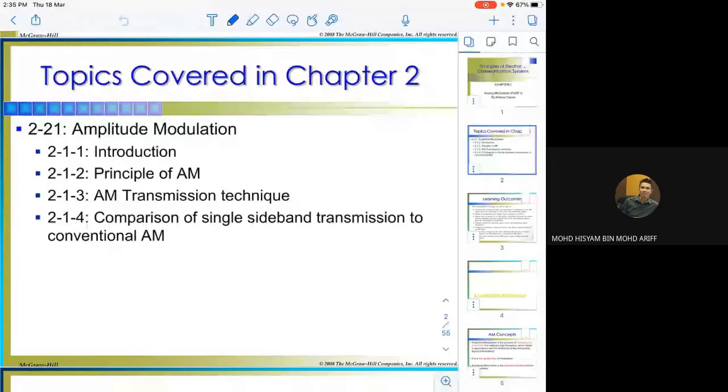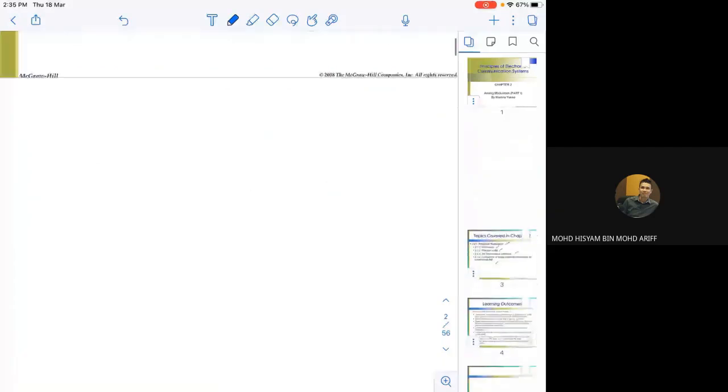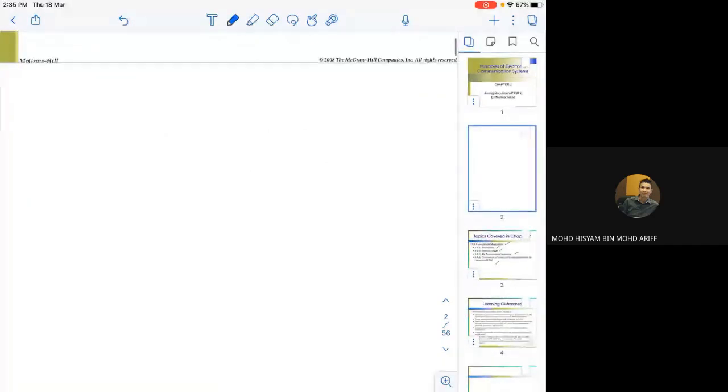Okay, now I want to tell you about amplitude modulation. What is amplitude modulation? In this chapter you will learn the introduction, the principle of amplitude modulation, the AM transmission technique, and also a comparison of single sideband transmission to conventional AM. Before we start, I want to tell you something about signal.